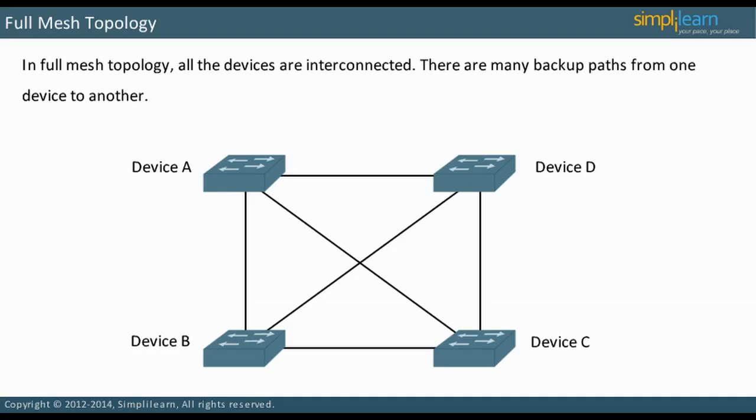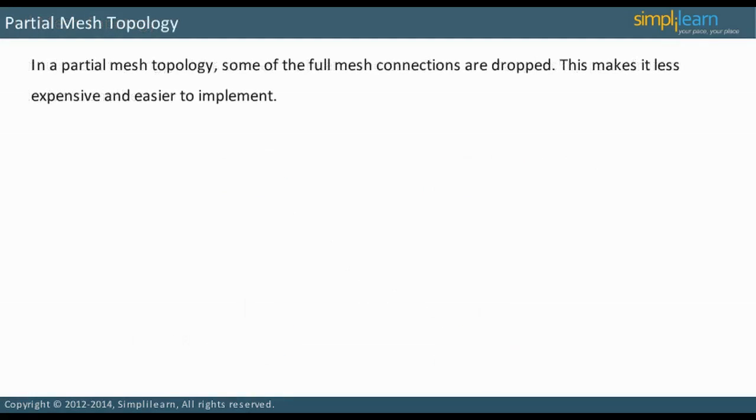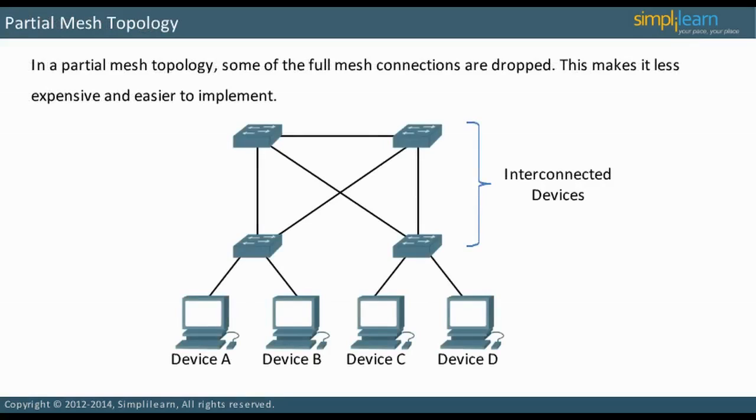The next and the last topology is partial mesh topology. The image on the slide shows a modified switch block. In a partial mesh topology, some of the full mesh connections are dropped. This makes it less expensive and easier to implement. A switch block is the recommended topology for implementing additions to the network. As shown in the image, a few of the devices are interconnected, similar to full mesh topology, but the rest are connected to one or two devices. Based on the characteristics of these topologies, Cisco developed the Hierarchical Network Model that makes network design more systematic. Let us discuss this in detail in the next slide.